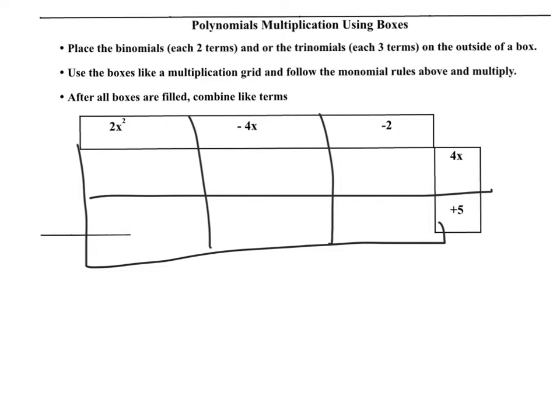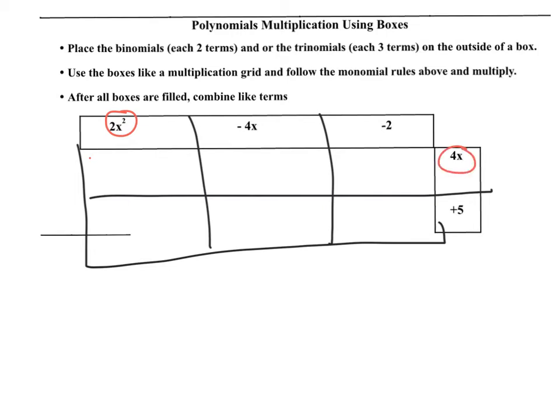And then we're going to use our multiplication grid here with the rules we just talked about to multiply and fill in the boxes. So if I take a look at this here, in the upper left-hand corner of this box right here, I've got 2x squared. I've got to take this times this. Well, what are our rules?